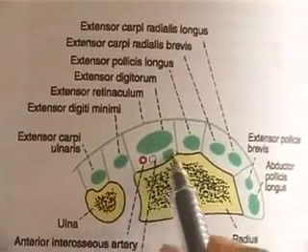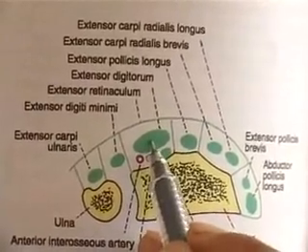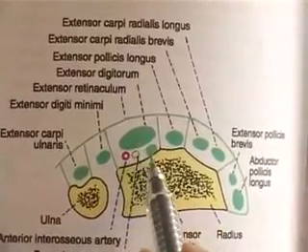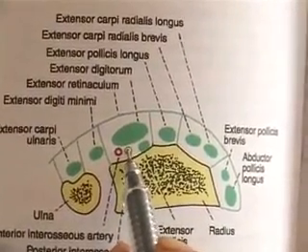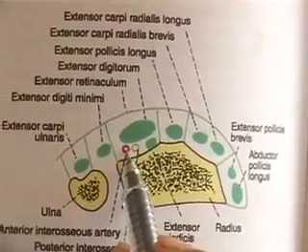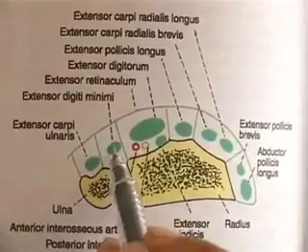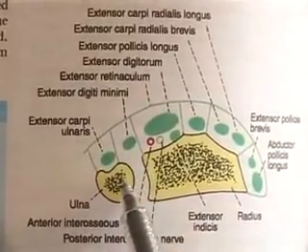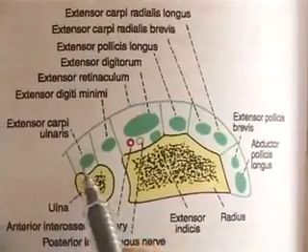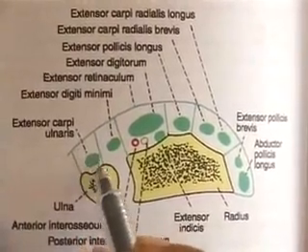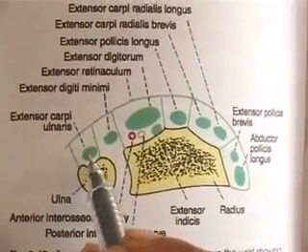Fourth compartment has 4 structures. First one is extensor digitorum. Next to it is extensor indicis tendon, the posterior interosseous nerve and the anterior interosseous artery. The fifth compartment lies between radius and ulna and contains the tendon of extensor digiti minimi. The last compartment on the ulna is containing the tendon of extensor carpi ulnaris.